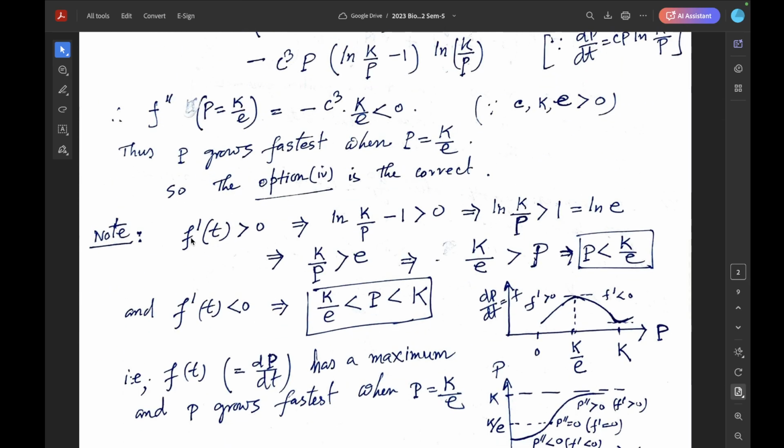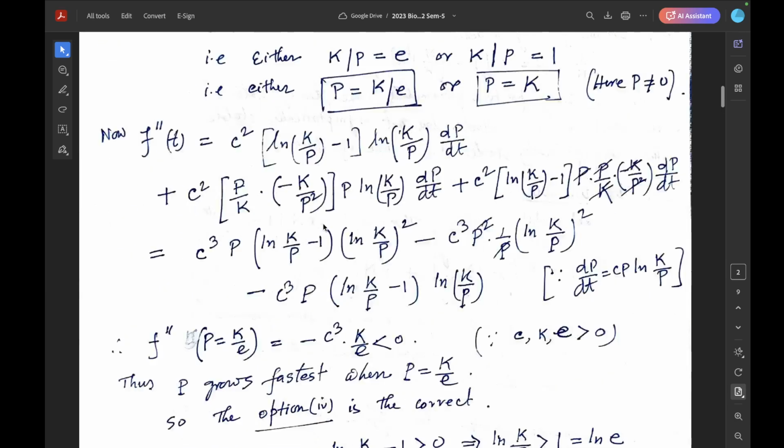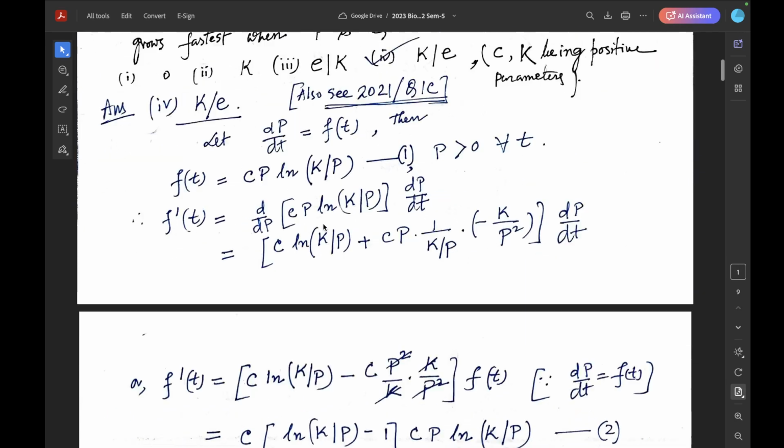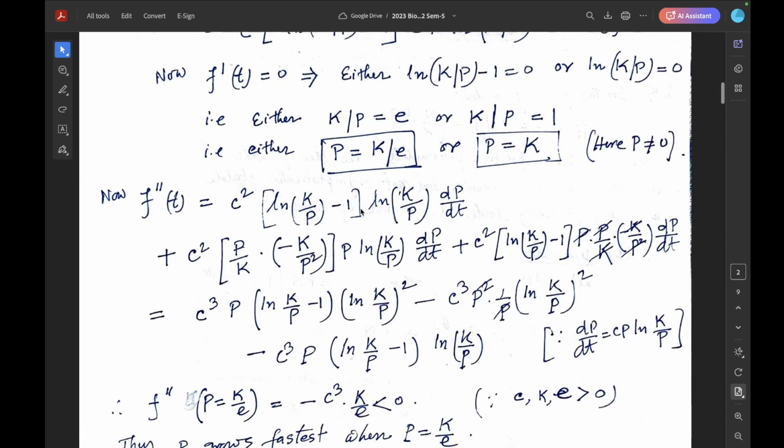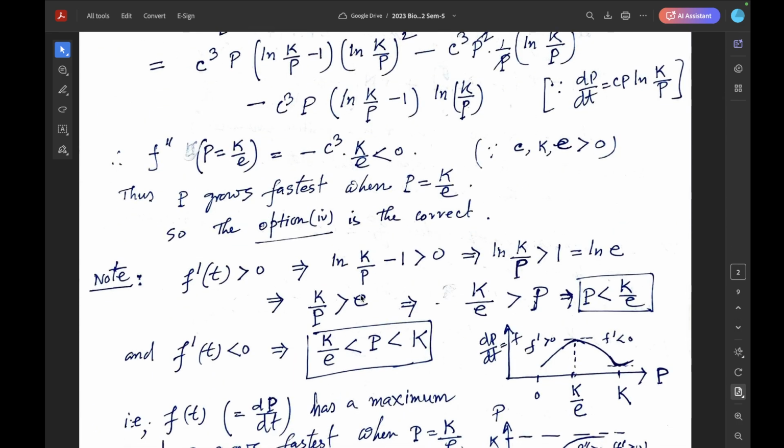Actually, note that this f dash t is positive when, from this equation 2, ln k by p minus 1 is greater than 0. So ln k by p is greater than 1. That is, this 1 equal to ln e. So k by p greater than e, and then k by e greater than p. That is, p is less than k by e.